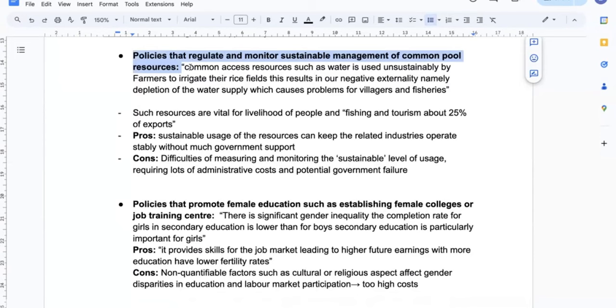Second type of supply-side measure to evaluate is policies that regulate and monitor sustainable management of common pool resources. And the same content can be found. Last is about the policies that promote female education, such as establishing female colleges or job training centers, and the following pros and cons of the policy.